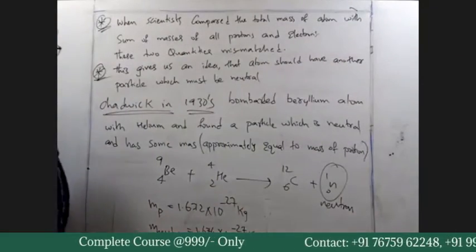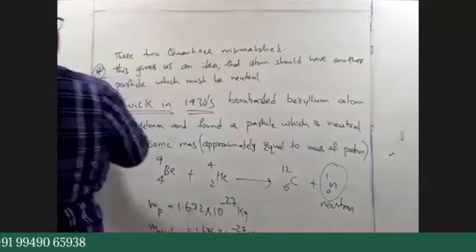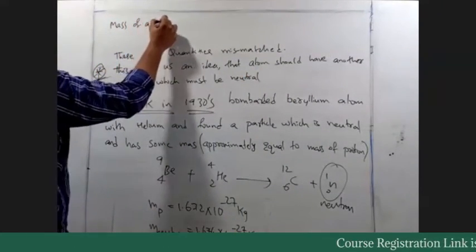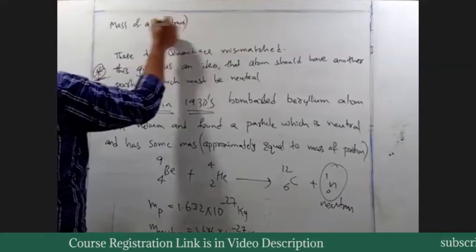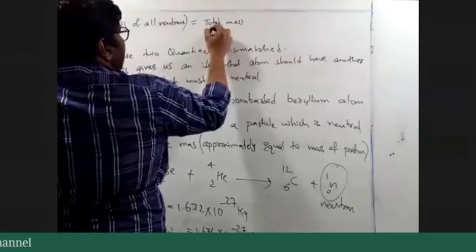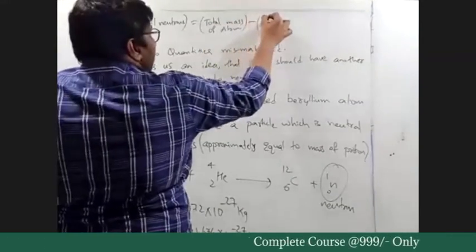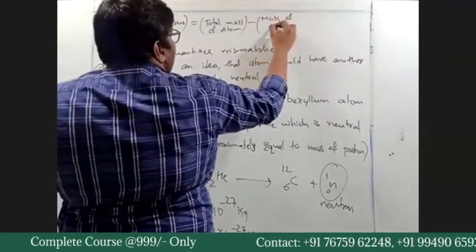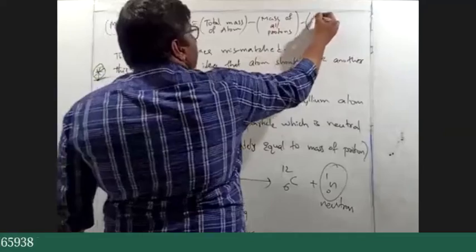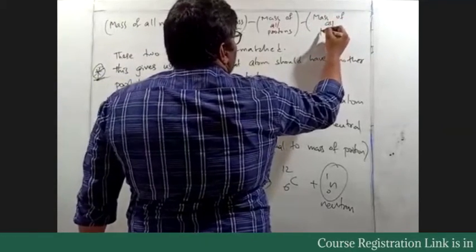So I'm erasing this. Mass of all neutrons is equal to total mass of atom minus mass of all protons minus mass of all electrons.